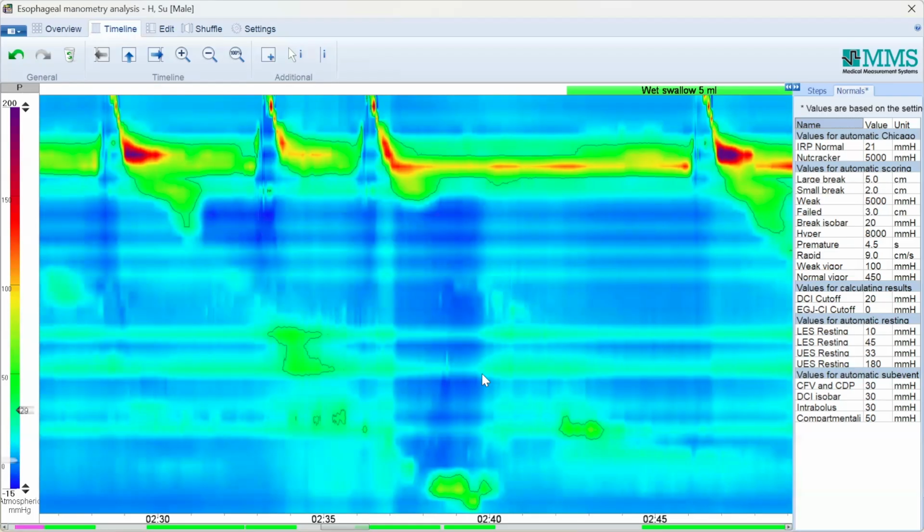Why do I have to ask the patient to do a deep breath? To make sure that the probe is in the stomach. When the patient does a deep breath, the pressure in the esophagus will decrease and the pressure in the stomach will increase. That means it is in the esophagus.